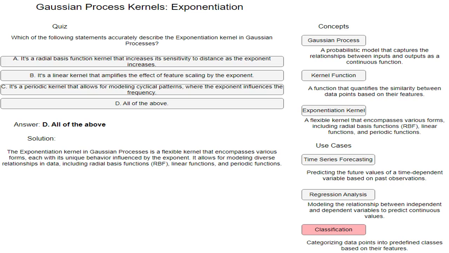A function that quantifies the similarity between data points based on their features. It measures how closely related two points are in the feature space, capturing the underlying structure of the data. Clustering, dimensionality reduction, image recognition, natural language processing.